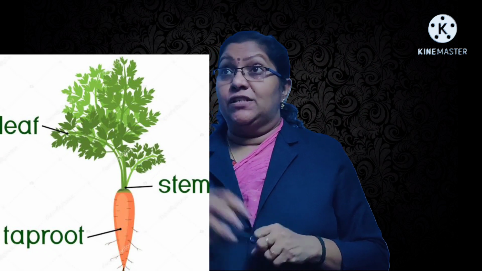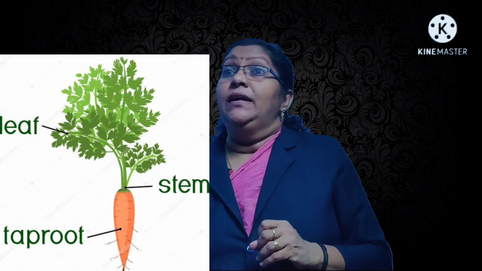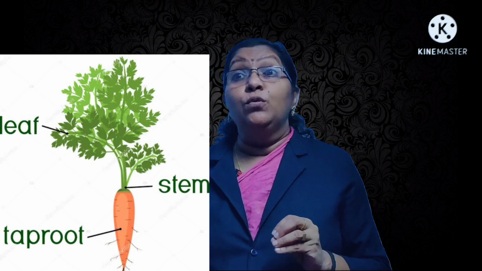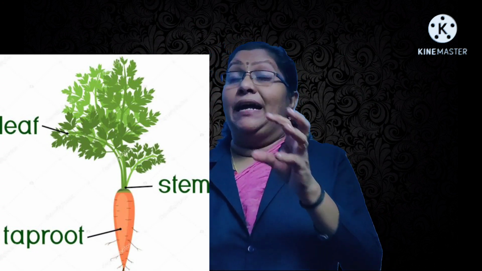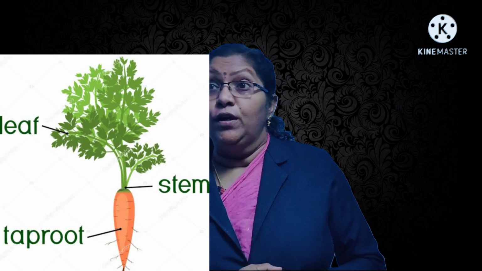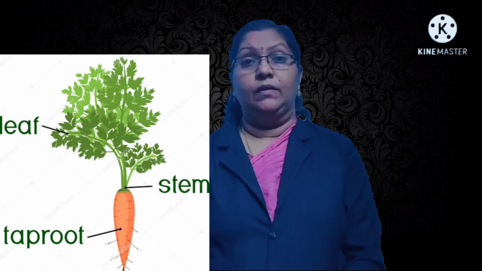Now, look at the roots of the carrot. It has got a main root. And from the main root, what has developed? A very fine branches of roots you can see there. This you can see a main root and certain branches of roots also there. Such kind of roots are called taproot. So two kind of roots are there, fibrous root and taproot.